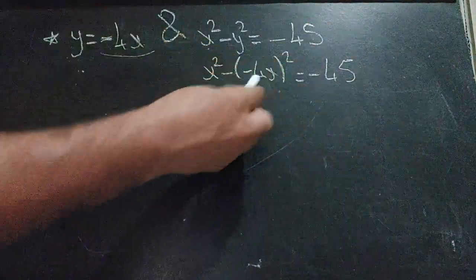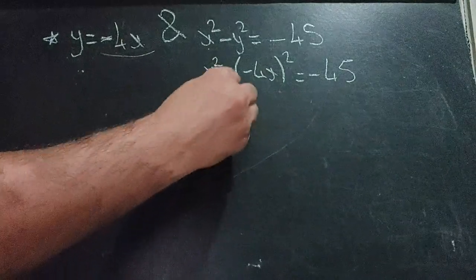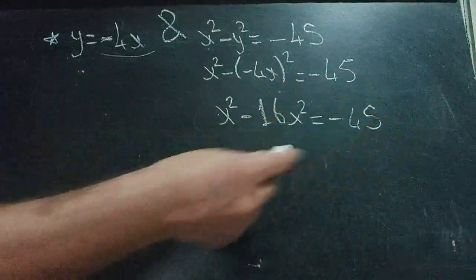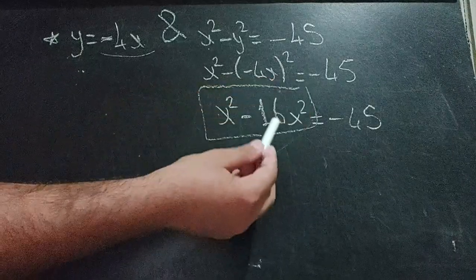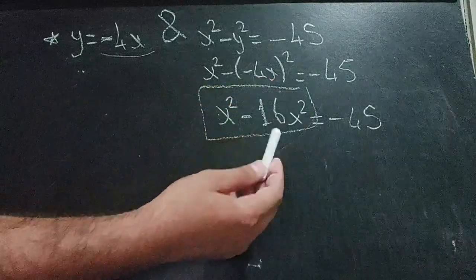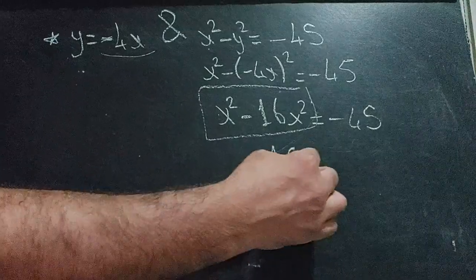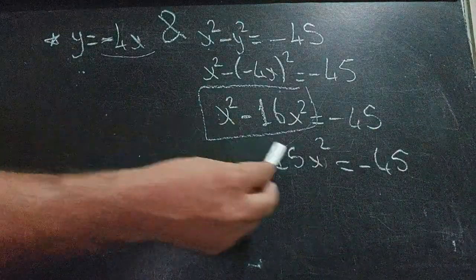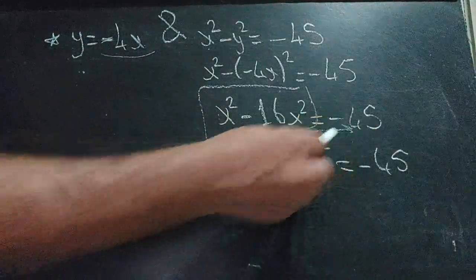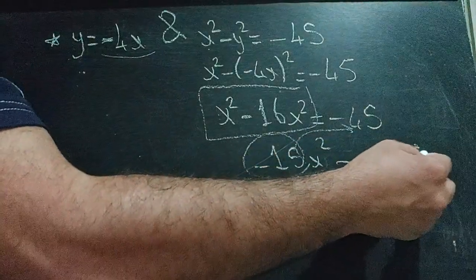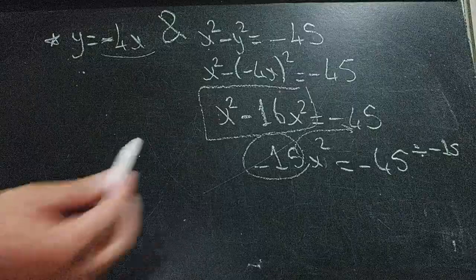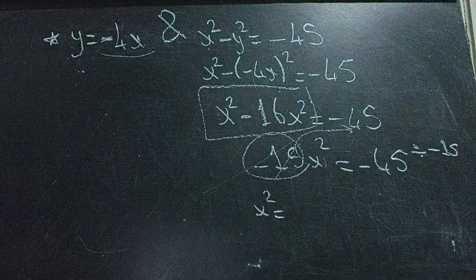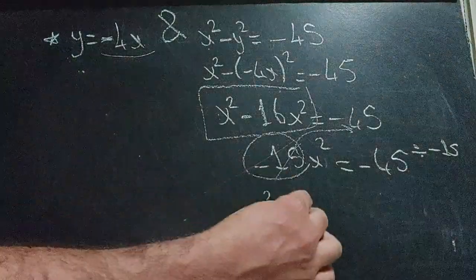So there I will get x² minus 16x² equals negative 45. You do your operation there. x² minus 16x² will give you negative 15x² equals negative 45. So this negative 15 will go to the other side as division, divided by negative 15. x² will be there. Negative 45 divided by negative 15 is going to be 3.